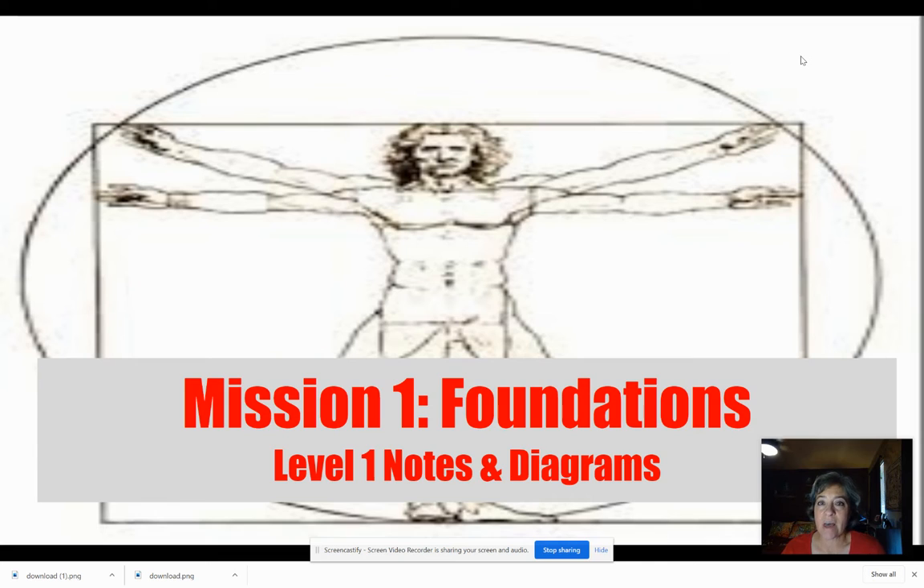Now, as I mentioned in the other video on how to use the interactive notebook that's digital, there are a lot of diagrams for these. For this mission, we don't normally have this many, so please don't worry that it's always going to be this much. So without further ado, let's go ahead and dive into these notes and follow along with your digital interactive notebook as we go through.